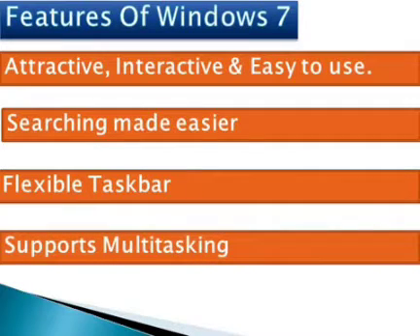Next is flexible taskbar. The taskbar of Windows 7 is more flexible and application oriented, unlike the previous versions of Windows. Next is Windows supports multitasking. Windows can efficiently perform more than one task at a time.